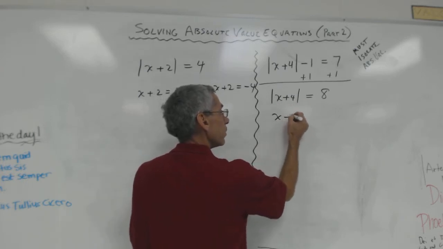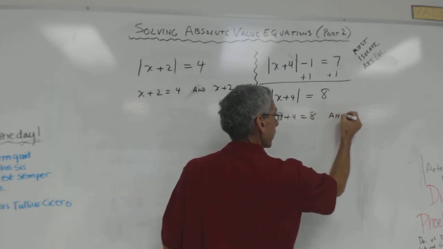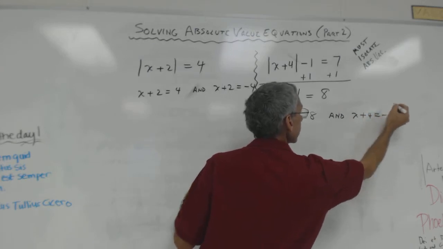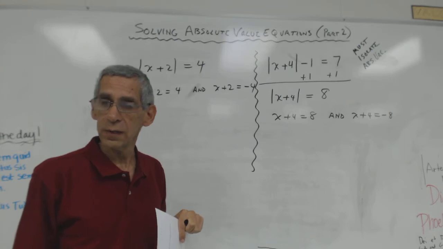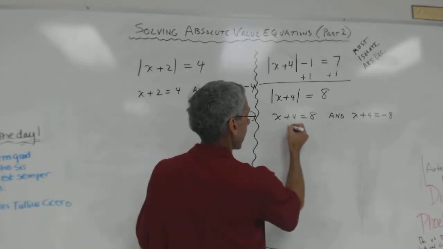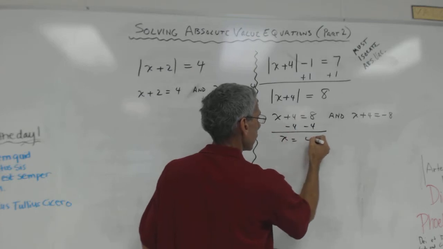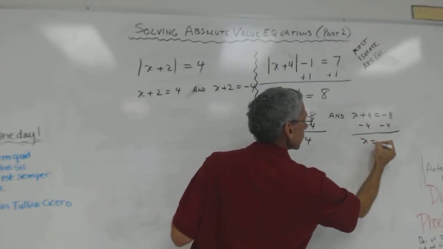So I could say x plus 4 is equal to 8, and, or, it doesn't matter really, x plus 4 equals negative 8. Okay? You with me? And then I solve it, right? So I subtract 4, I get x is equal to 4, and then subtract 4, x is equal to negative 12.